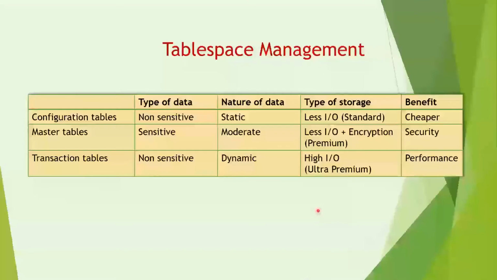Coming to nature of data, configuration tables are static in nature. That means there will be little or no change to records. Master tables are moderate in nature. That means there will be a minimum number of transactions per day or month, maybe hundreds or thousands of transactions per day or per month. Transaction tables are dynamic in nature. That means there will be a high number of transactions per day or per month.